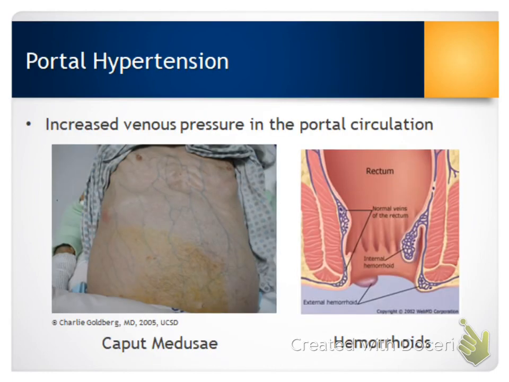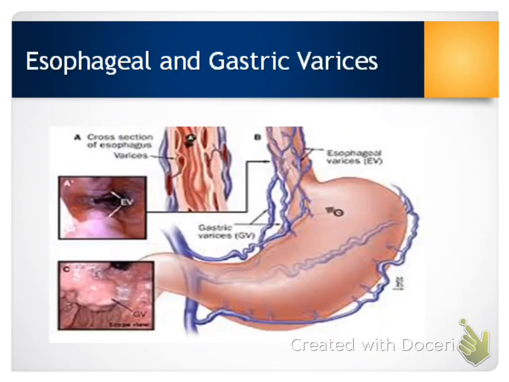Portal hypertension is the persistent increase in blood pressure in the portal venous system. This leads to increased venous pressure in that system, which can lead to these large collateral veins, which you can see on this image here, as well as hemorrhoids in the lower GI system. We're also having problems with ascites and esophageal varices, which will come up next.